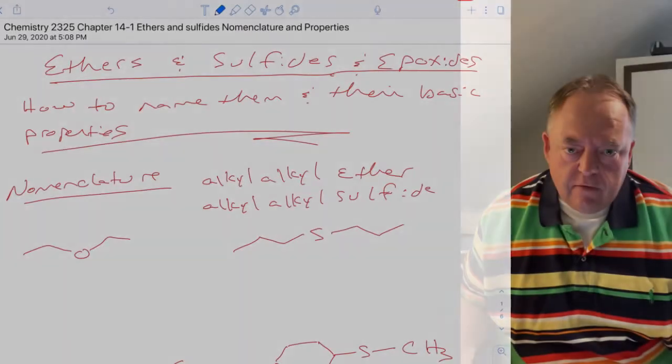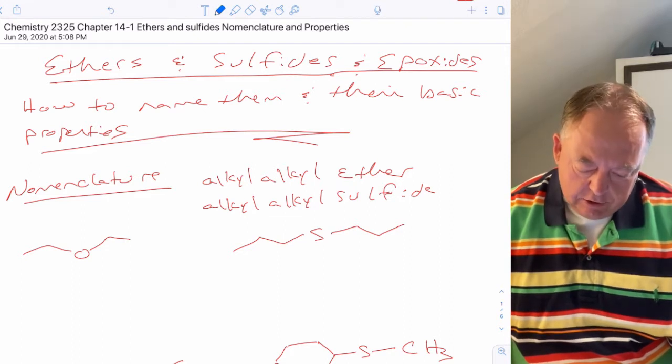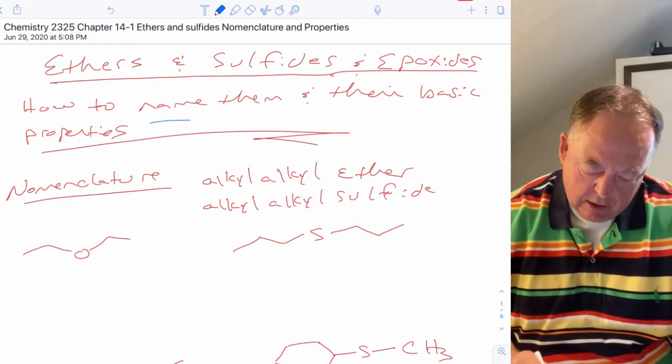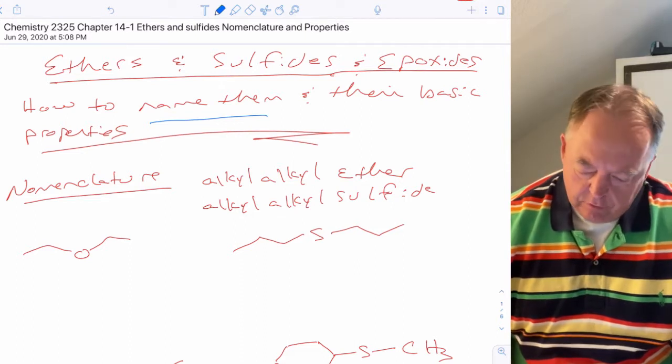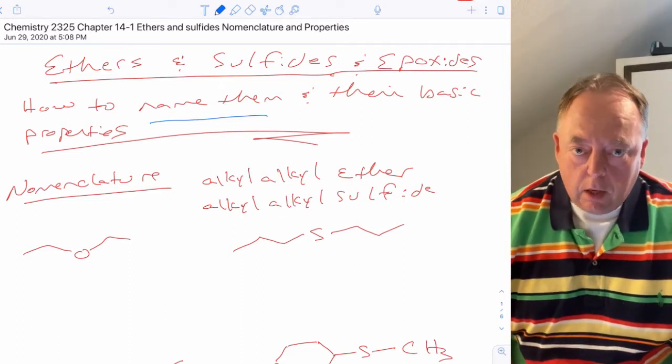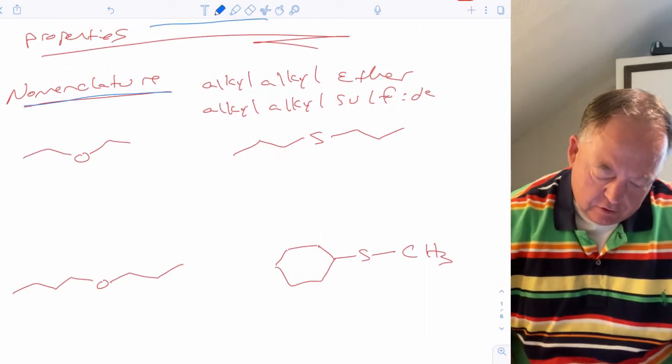Okay, so this will be the first lecture over chapter 14, so ethers, sulfides, and epoxides. So in this lecture, we'll look at just how to name compounds of these functional classes, and we'll look at some of their basic fundamental properties. So first of all, if we look at how to name them, so the nomenclature.